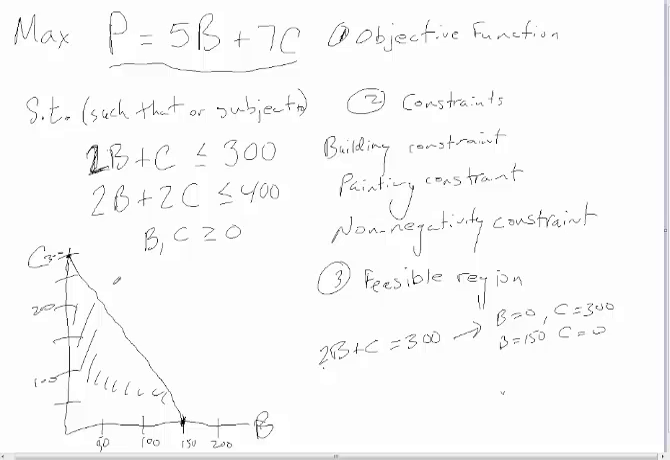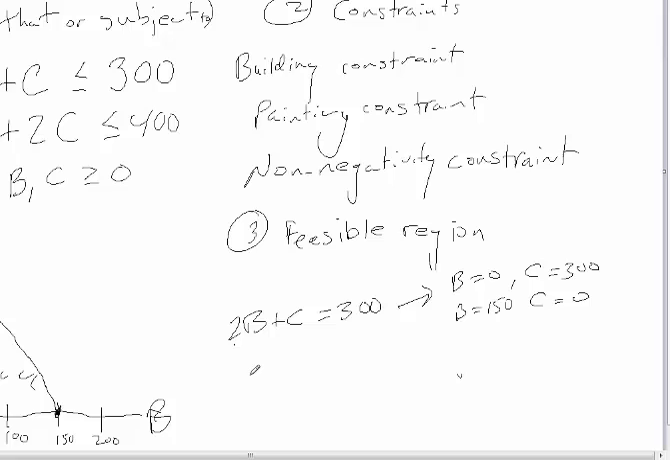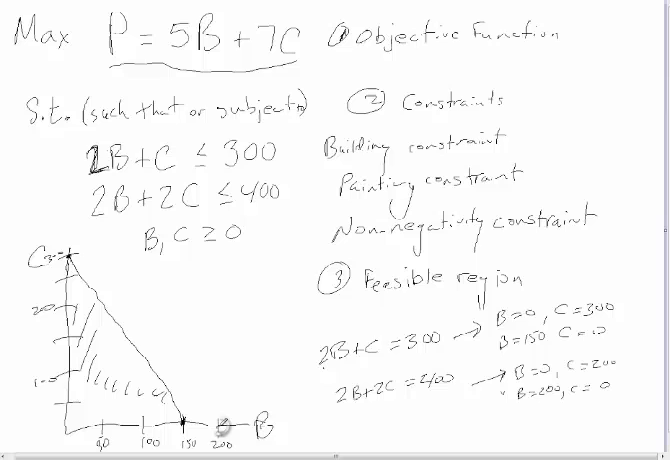Second equation, 2b plus 2c equals 400. Well, if b equals 0, c equals 200. If c equals 0, b equals 200. So we can plot the points 0, 200 and 200, 0, and we've got a line, quote unquote, that looks like that. And then they intersect here someplace.